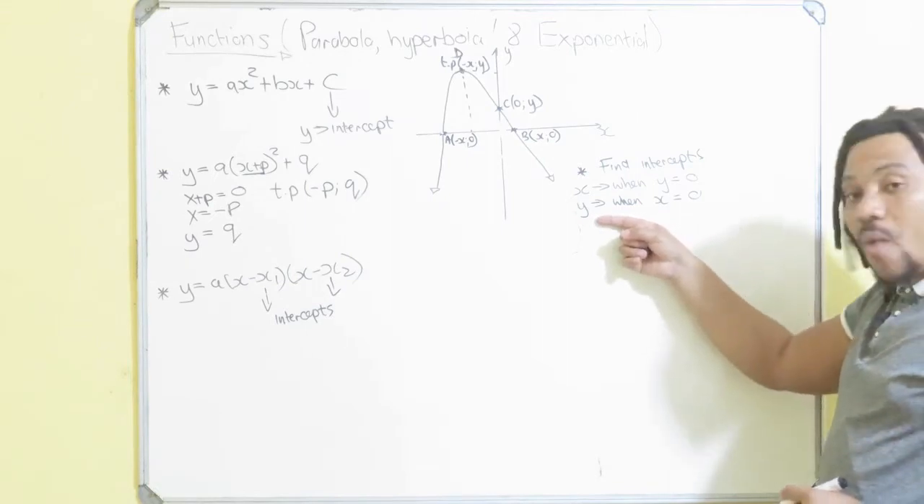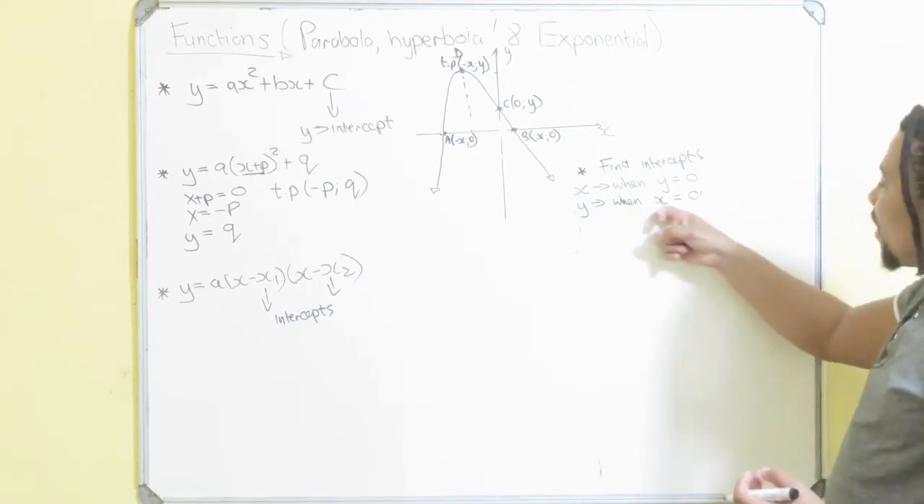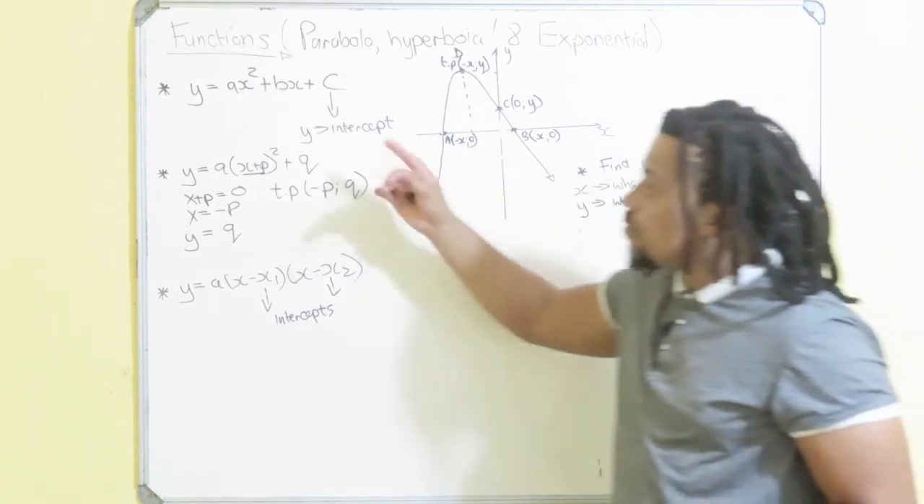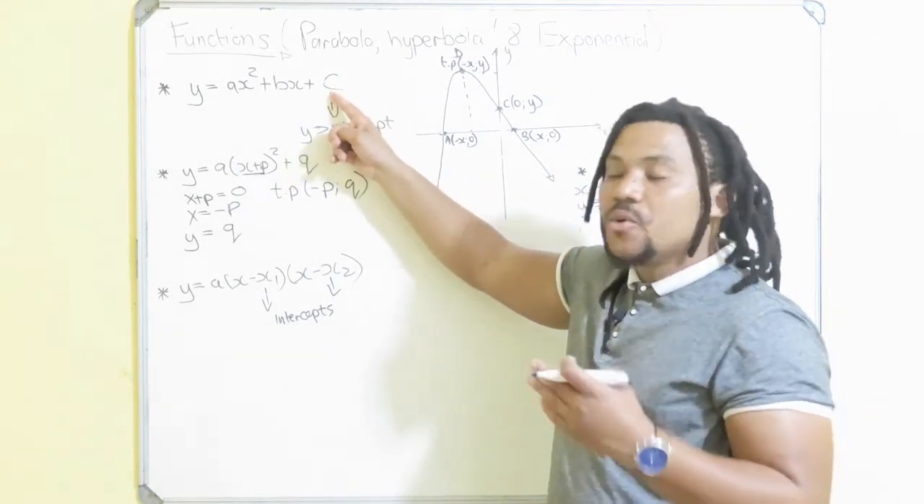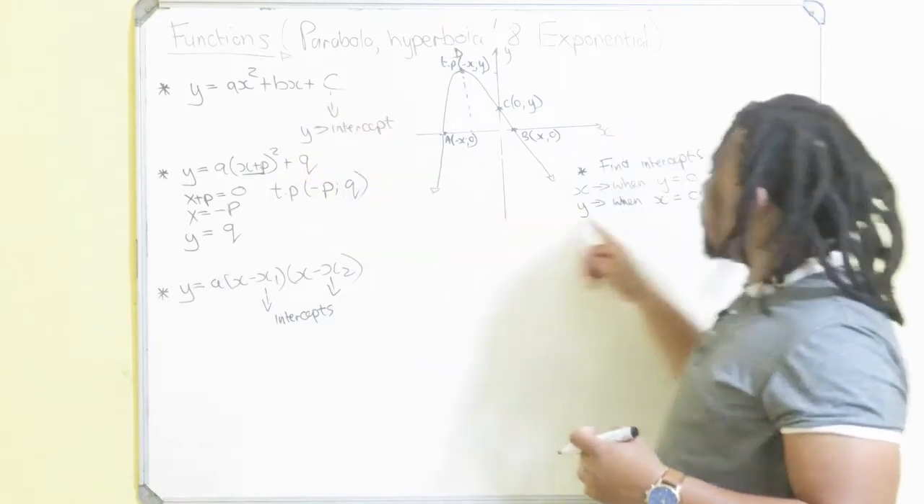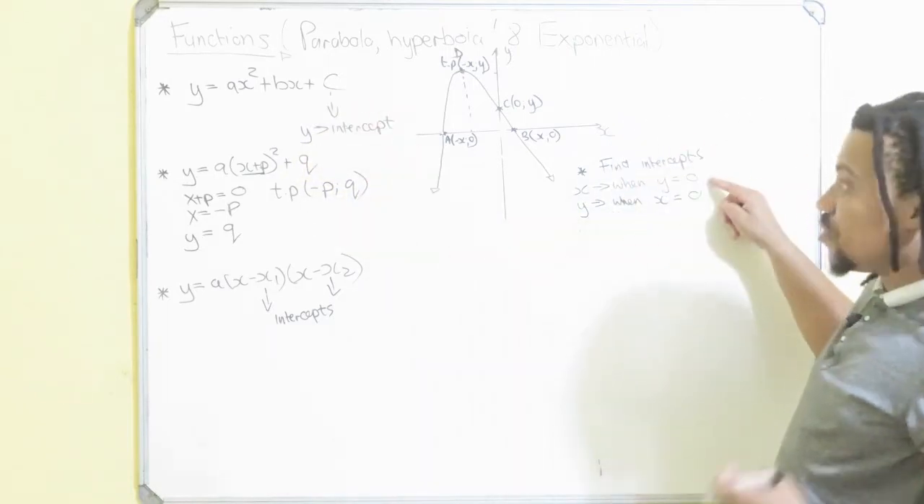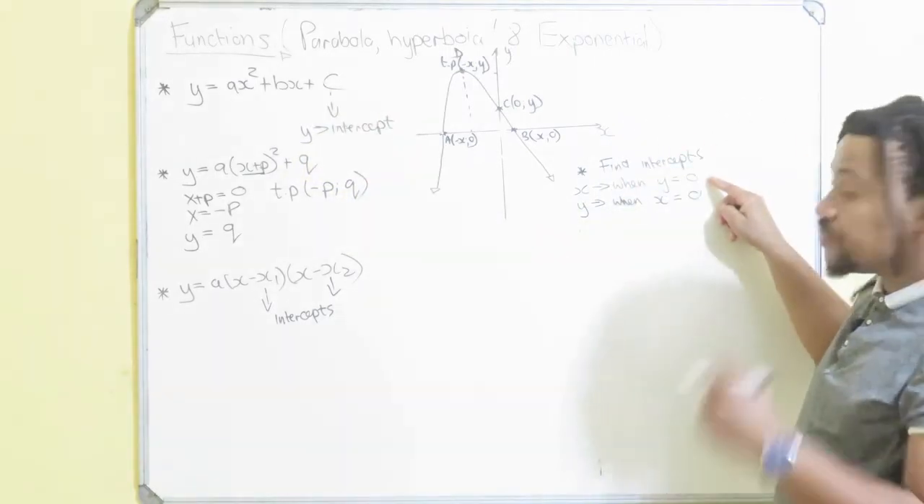But for finding the y-intercept, you don't need to say when x is equal to 0, because if you have the equation, you actually know that the constant value will give you your y-intercept. So you don't need to do this. But for your x-intercepts, you will have to do this, and then you'll solve the equation.